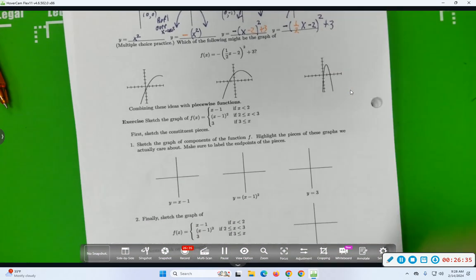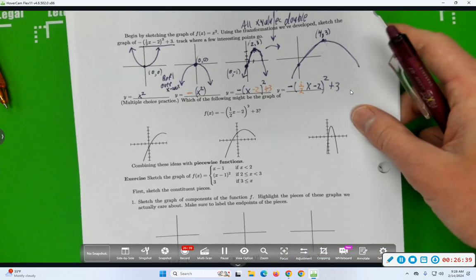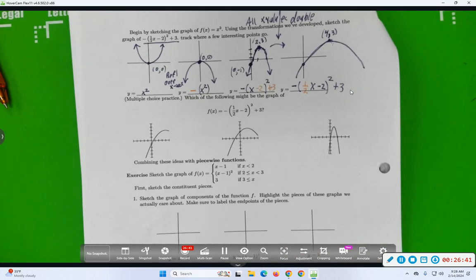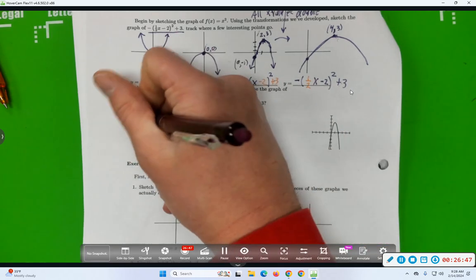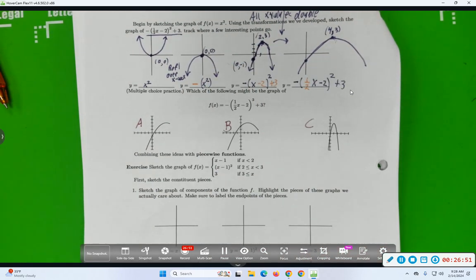let's do a quick multiple choice. So we just did all that walk. Let's suppose that I then gave you this multiple choice question: which of these 3 graphs might be the graph of the function that we literally just graphed? Stare at it for a second and see if you can make sense of it.